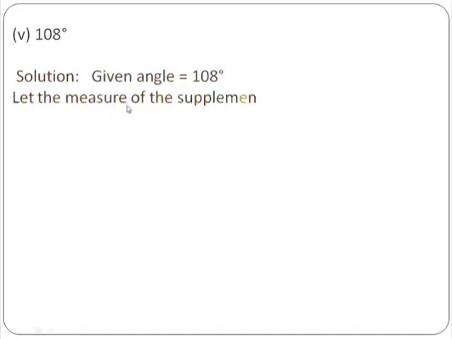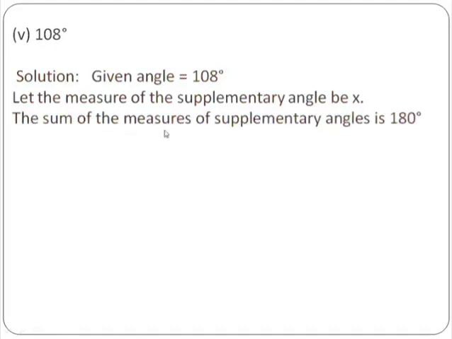Now example number 5, 108 degrees. Now write the given part first. Given angle is 108 degrees. Let the measure of the supplementary angle be x degrees. Now we will write the property: the sum of the measures of supplementary angles is 180 degrees. Using this property, we will get the equation 108 plus x is equal to 180.